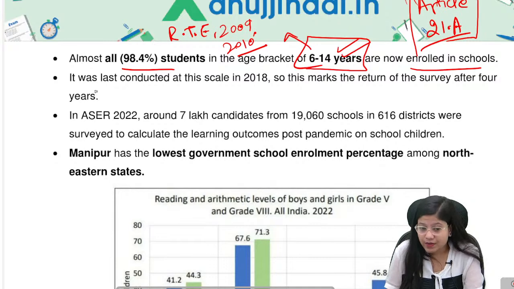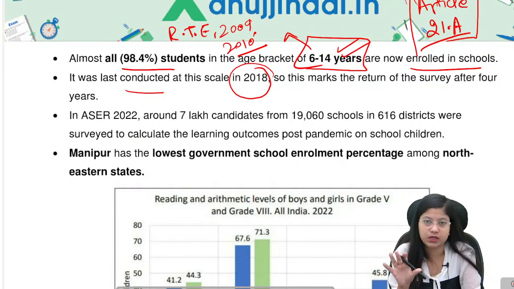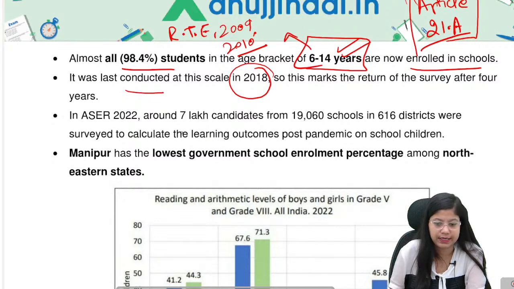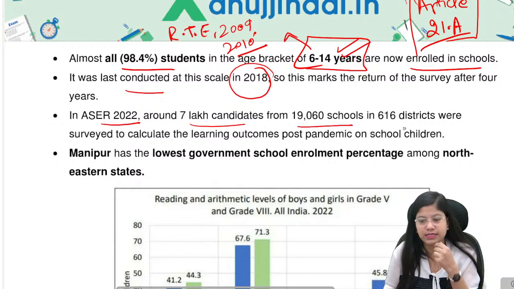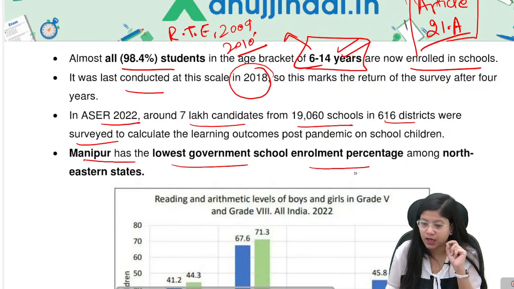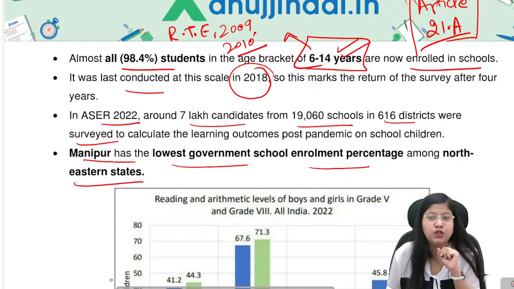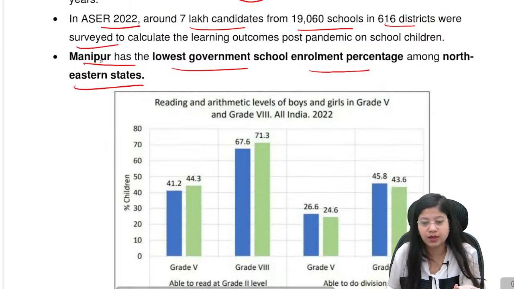As far as the ASER is concerned, it was last conducted in 2018, and now it has been released after a duration of 4 years. Because of the COVID, it might have got delayed. In 2022, 7 lakh candidates from these schools, 19,000 schools in 616 districts were surveyed. Manipur has the lowest government school enrollment percentage in the northeastern states. Okay, so this is a pure fact that all of you should remember.